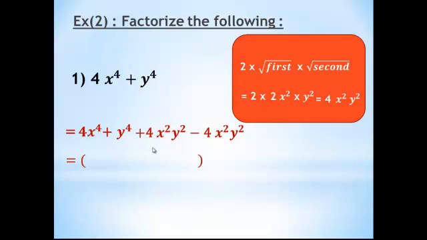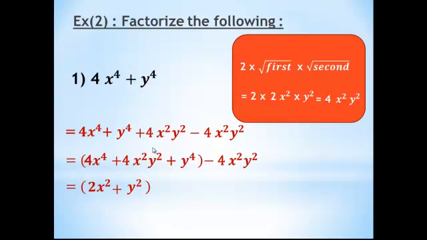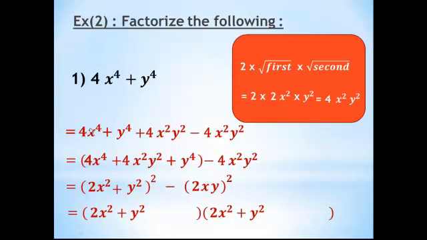The first three terms are a perfect square trinomial minus the perfect square monomial. Root the first 2x power 2 plus root the third y power 2, all of that to the power 2, minus the root of 4x power 2 y power 2, which is 2xy, all to the power 2. Now it's the difference between two squares, so root the first 2x power 2 plus y power 2 and root the second 2xy, one bracket is plus and the other is minus.